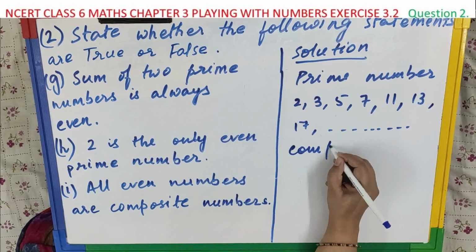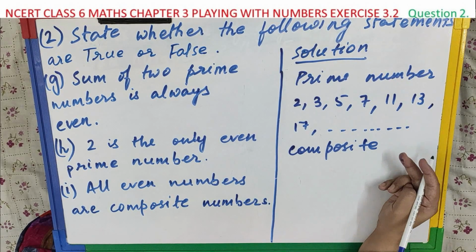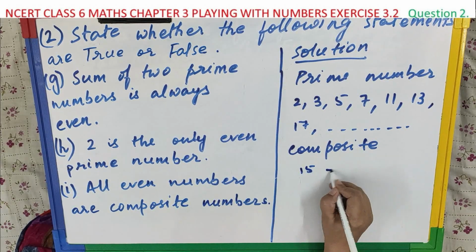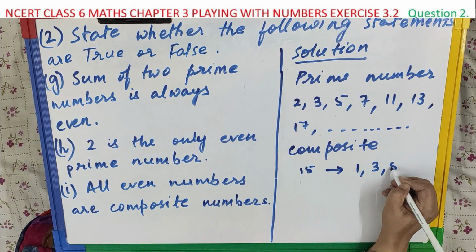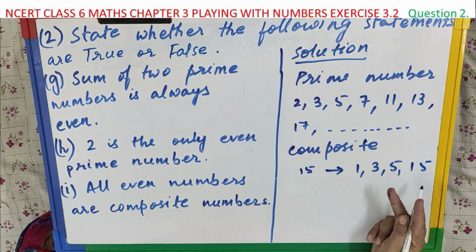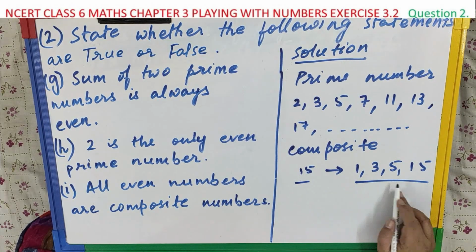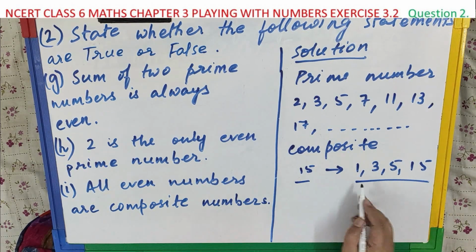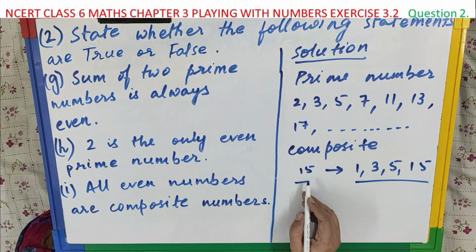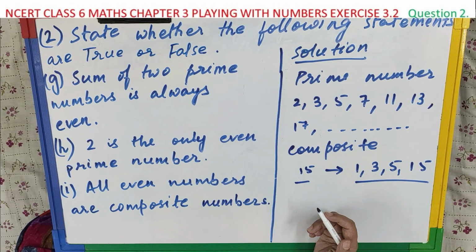What are composite numbers? Composite numbers are those numbers which are divisible by more than 2 numbers. It means they have more than 2 factors. Like 15, as I told you, it is divisible by 1, by 3, by 5, and by 15. So it is a composite number because it is divisible by more than 2 numbers. Factors are the exact divisors of that number. These numbers are the exact divisors of 15. So composite numbers are the numbers which are divisible by more than 2 numbers.